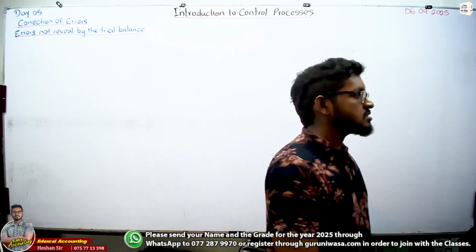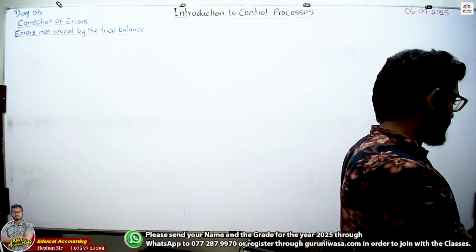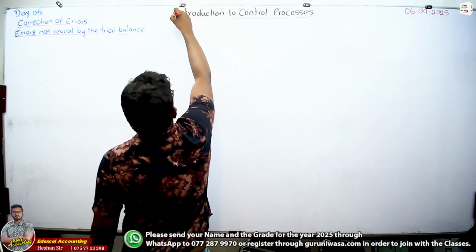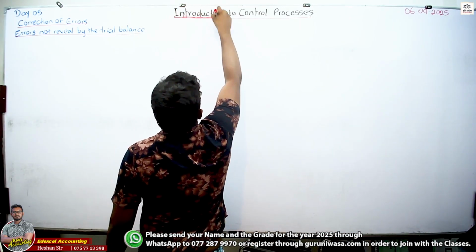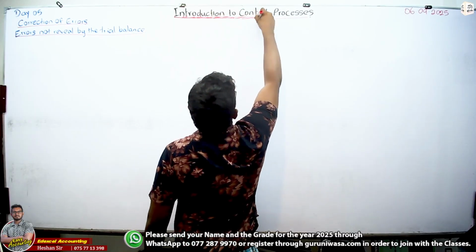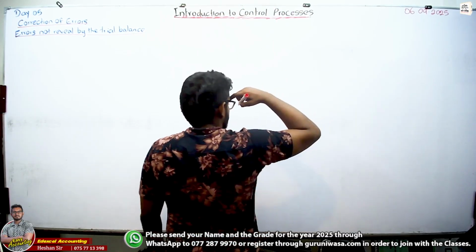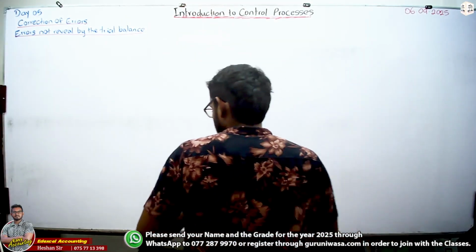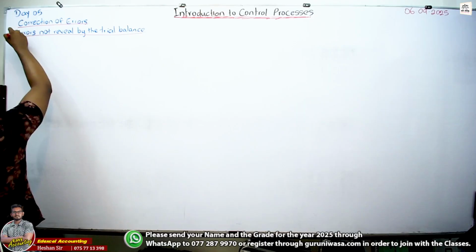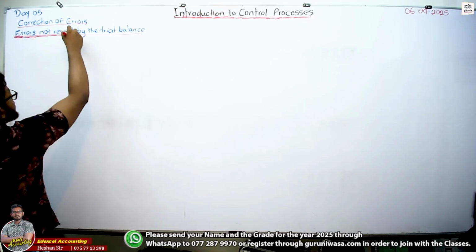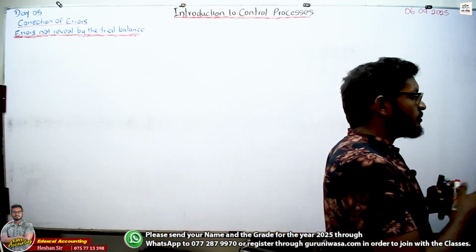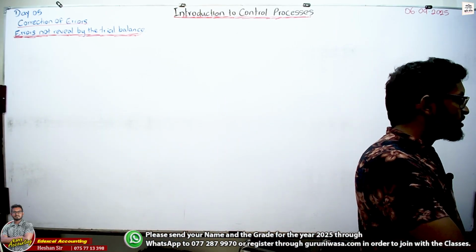Let's start the class. We are discussing introduction to control processes. Right? So, we are discussing the correction of accounting errors. We finished the trial balance and we are going to discuss correction of accounting errors. And last Thursday, we finished errors not revealed by the trial balance, but I'm going to discuss the thing in here as a support to you again, like this.